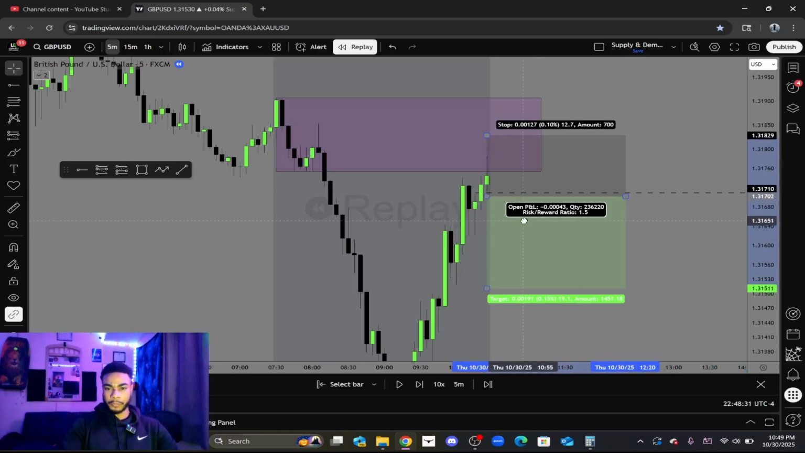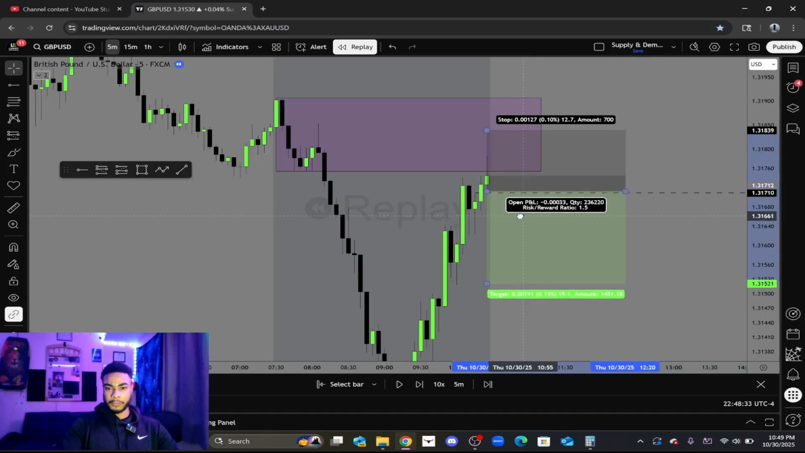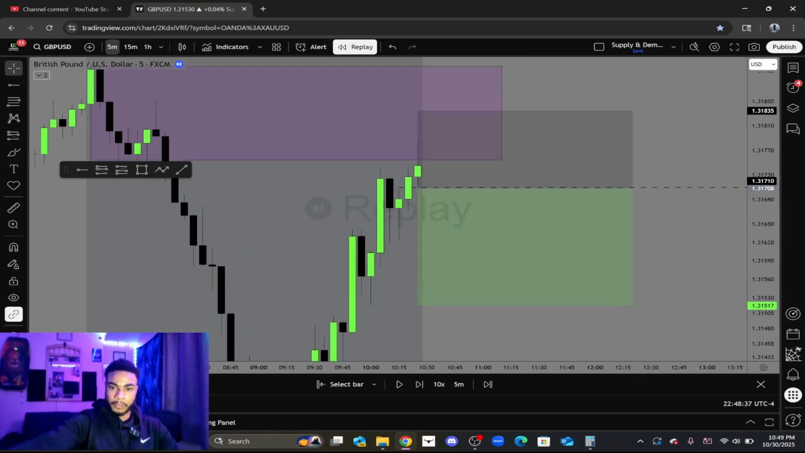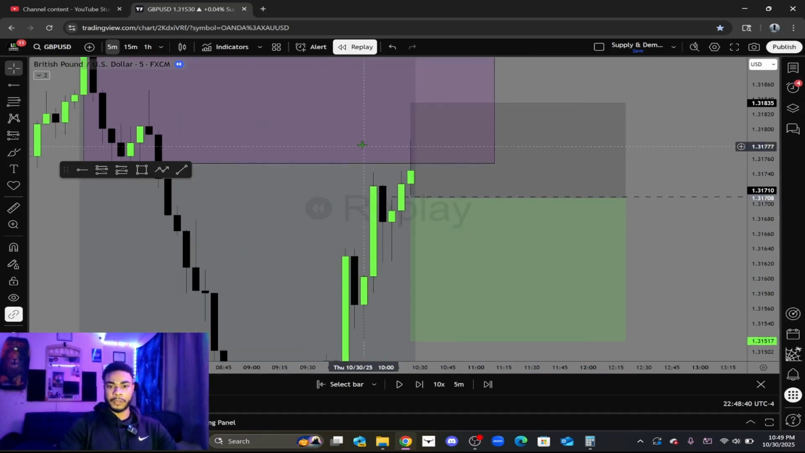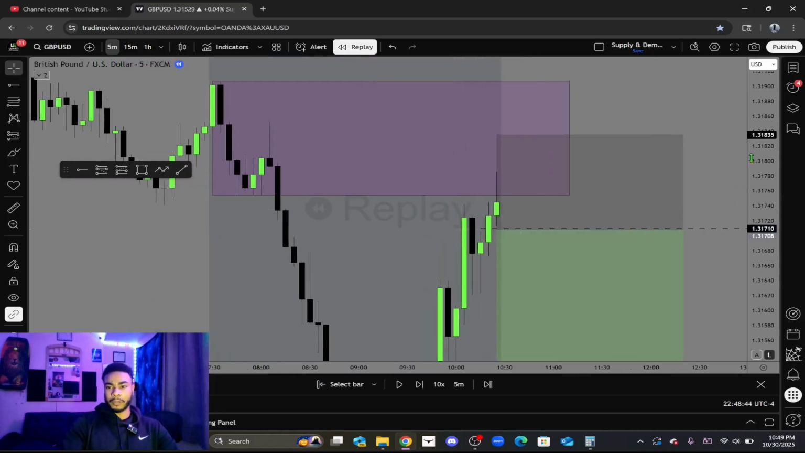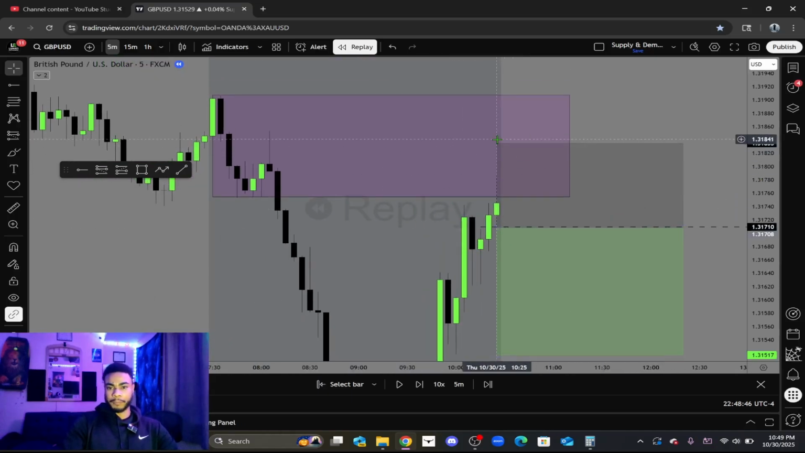So let's say price comes up, hits our zone, and then begins to reject. Now, the next time price breaks the next candle low, I'm getting in for sells, but I want to calculate how much I'm risking in the trade, what lot size to use.